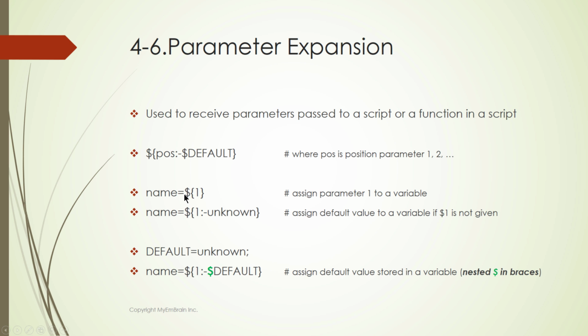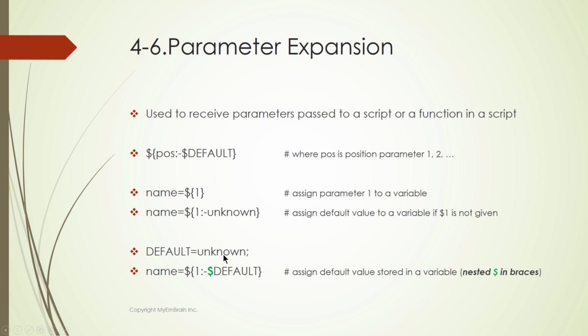The next line shows an example where the first parameter is assigned to the name variable and there is no default parameter. So if the first parameter is not given to the script or not given to a function within a script, an empty string will be assigned to the name variable. In this example, if the first parameter to the script or to the function is missing, the string unknown will be assigned to name.